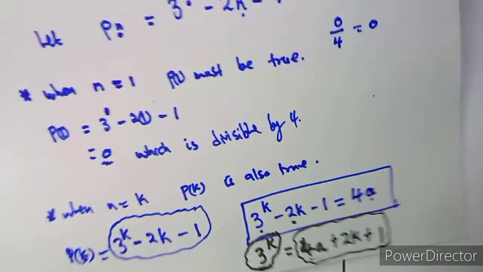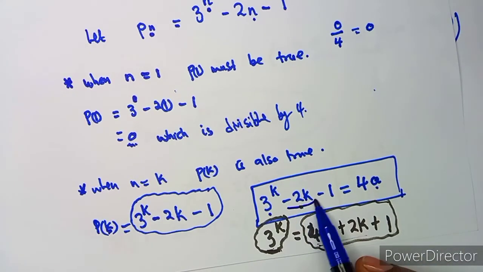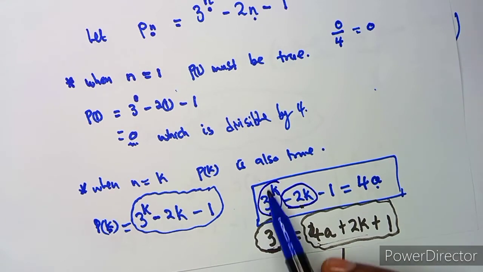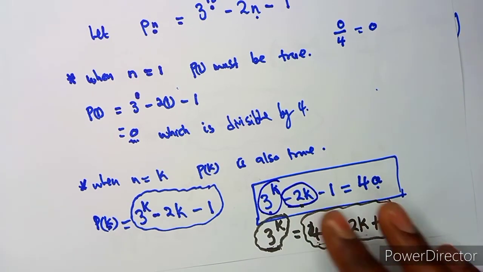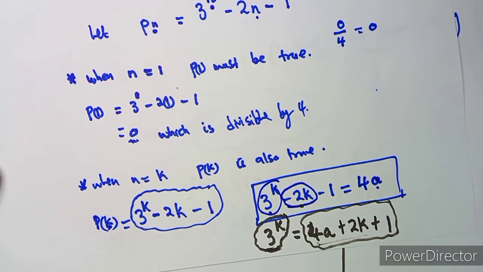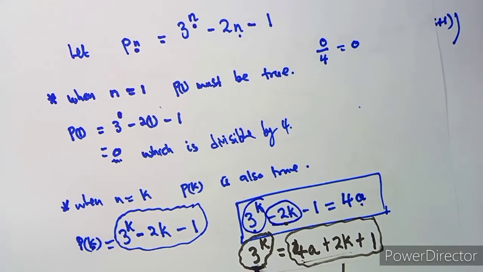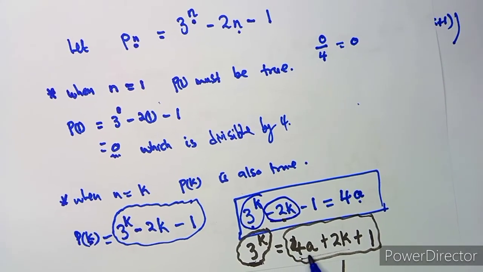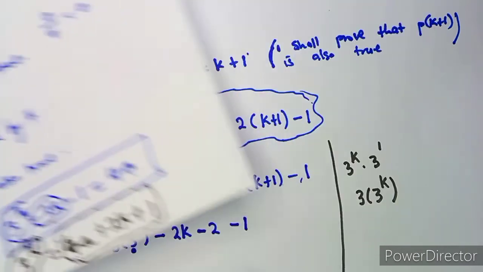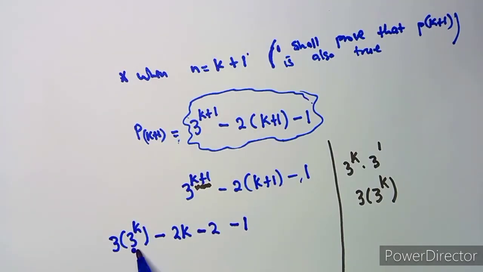On this statement here, you can see that minus 2k is there, 3 to the exponent, so you can make any of these to be the subject. Whatever you make to be the subject is the one that you're going to substitute here. So here I have made 3 to the exponent of k to be the subject, which is equal to 4a plus 2k. So I'm going to substitute it here in place of what? 3 to the exponent of k. Okay, so this is what I'm going to do.